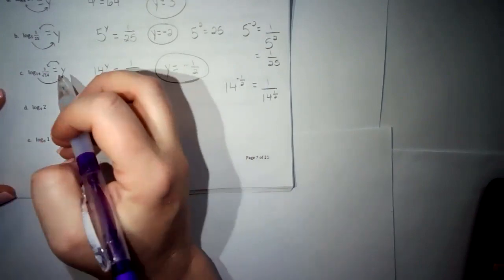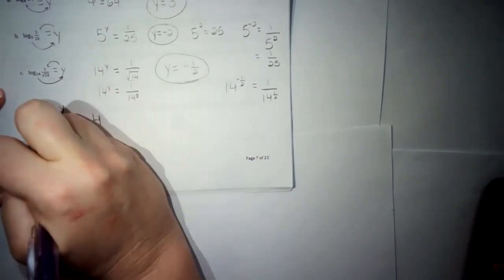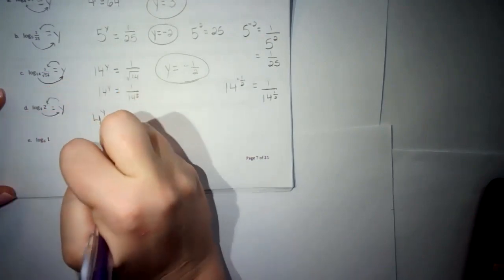Okay, let's try this guy. All right, I see something fishy going on because I see a relationship between the base and the argument, but I'm not sure what it is. So I'm going to go ahead and put it in exponential form. My base is 4. I'm going to raise it to the y, and it's going to equal 2. Okay, what do we think my y could be if I want the 4 to be raised to something to give me 2?